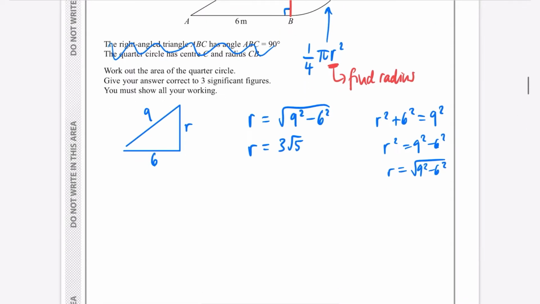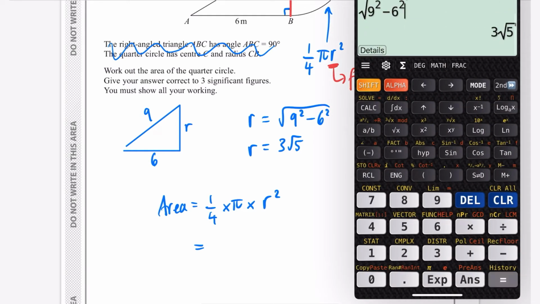And so then we're going to find out the area of the quarter circle. We've already said that's going to be a quarter multiplied by pi multiplied by r squared. So I've already got that stored on my calculator as the answer. I'm going to do a quarter multiplied by pi, which you get with shift and then the button at the bottom next to the answer. And I'm going to multiply that by the 3 root 5 that's on my calculator. I'm just going to press answer squared to save a bit of time.